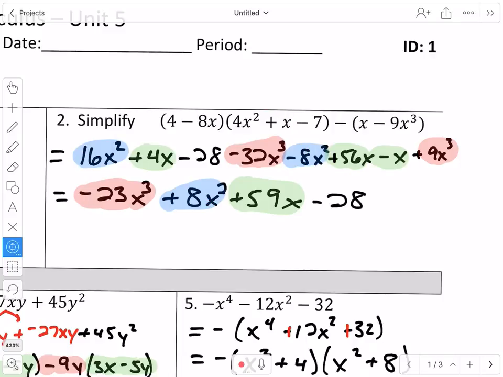When you combine like terms, you combine the coefficients. We have a plus 4x, a plus 56x, and a minus 1x. It gives us plus 59x. And minus 28 does not have a like term.